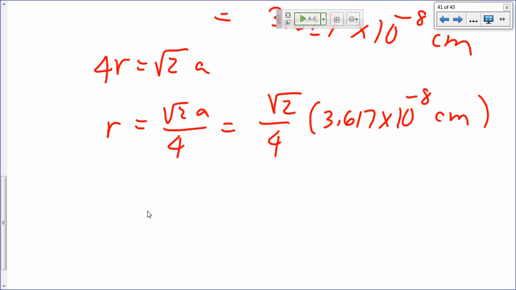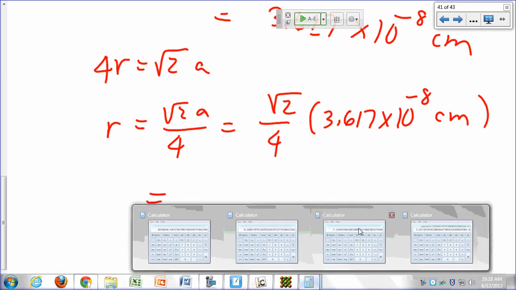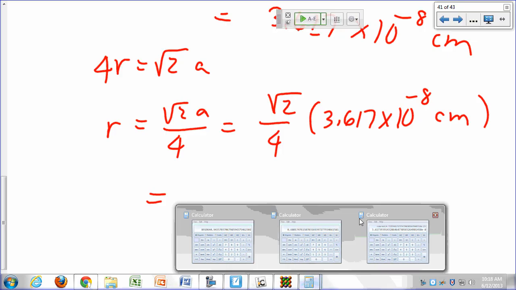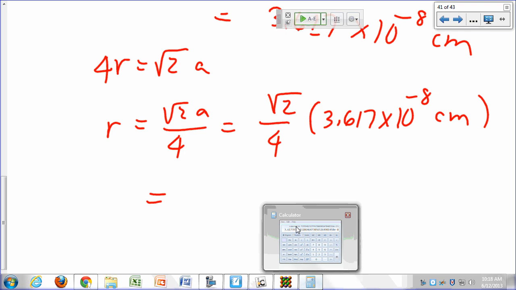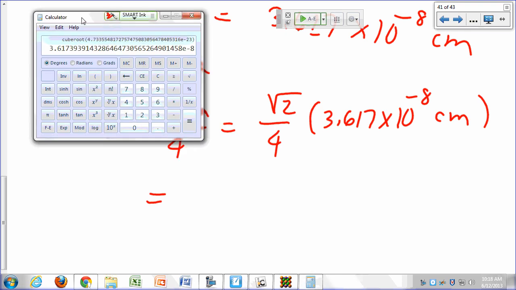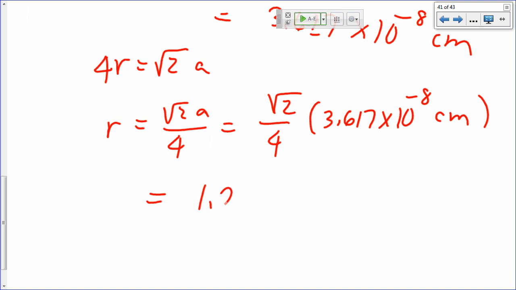That gives you, okay, let's see. So we have our centimeters times square root of 2, which is 2 raised to the power 1/2, divided by 4. 1.27, okay, or 1.28, 3 sig figs now, times 10 to the negative 8 centimeters.